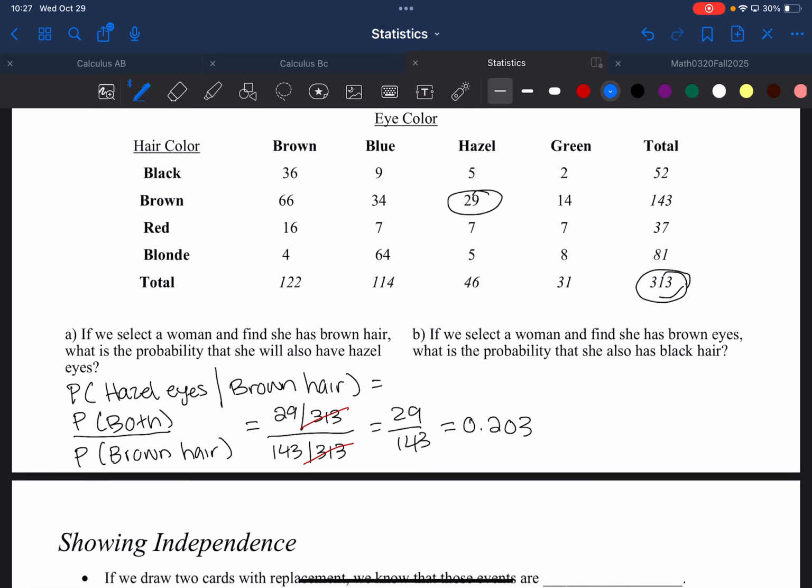Okay, let's look at the next one. It says, if we select a woman and find she has brown eyes, what is the probability that she also has black hair? So what probability statement am I writing? Probability of... It's actually going to be opposite. So it's going to be the probability that they have black hair given they have brown eyes. Right? Because we said here, if we select a woman and find she has brown eyes, so she already has brown eyes. So that has to be given, the statement after given.